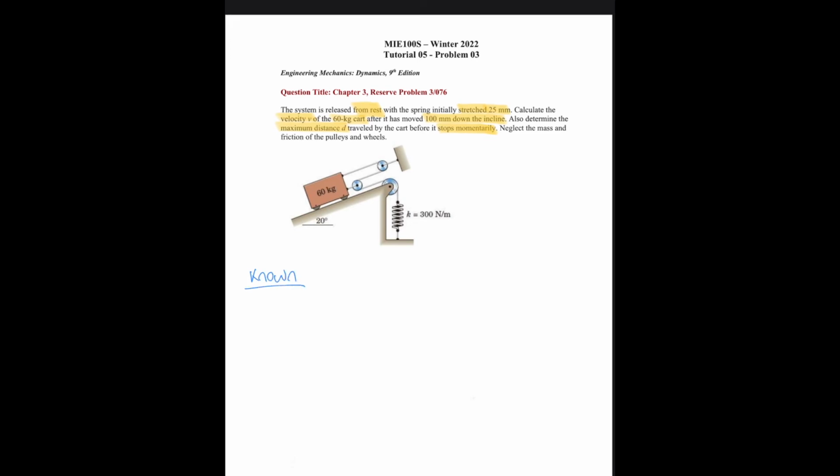Just to get familiar with the question and what it really requires. So in the beginning, step 1, at t is equal to 0, we've got x1 is 25 millimeters, and v1 is 0 meters per second.